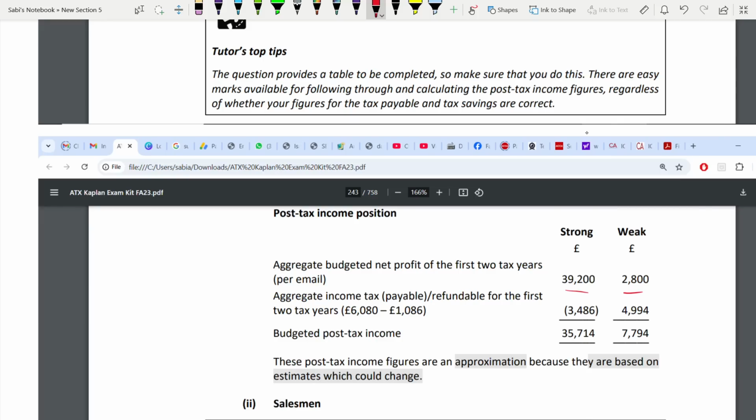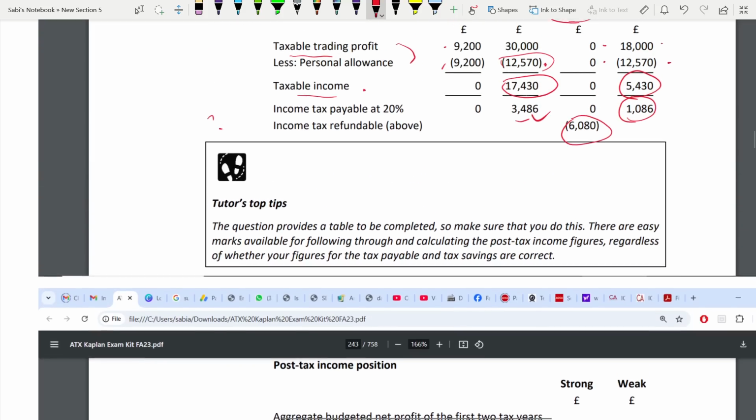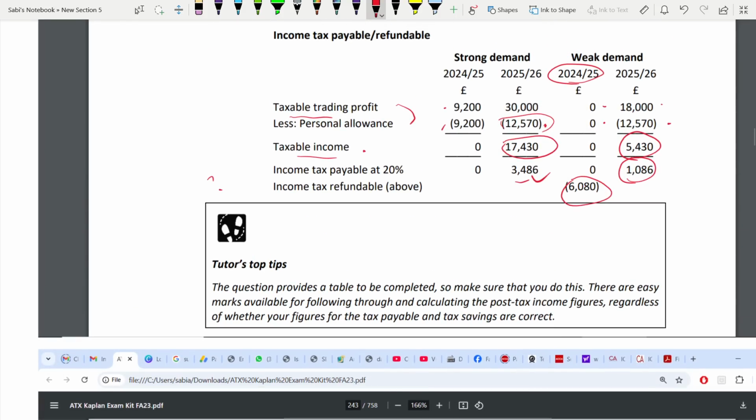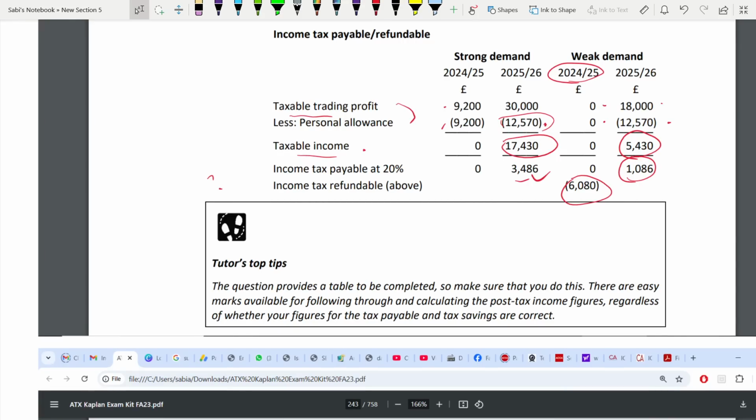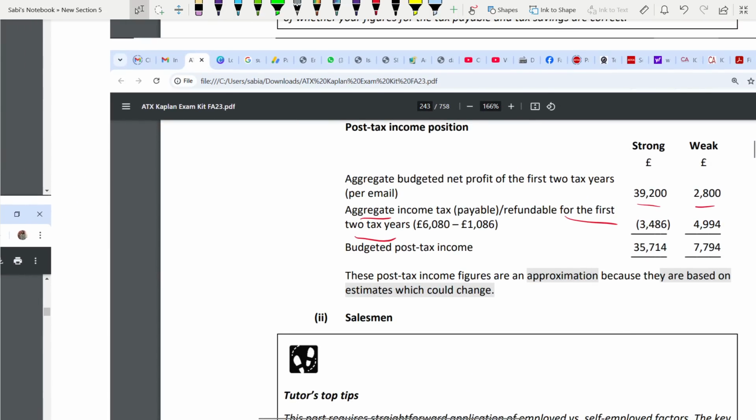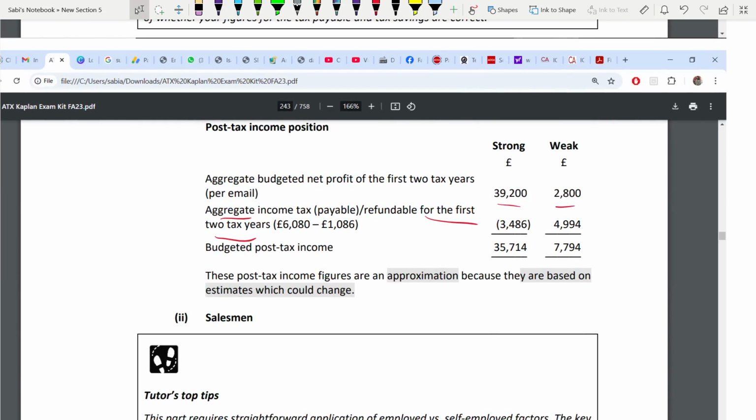So the first two tax years you aggregate. If it's income tax payable, you aggregate. Refundable also, you aggregate. Two tax years have been given as strong and weak. So if you go to strong, it is just 3,486. This you have to deduct. Just one figure. No issue. Coming to the weak.